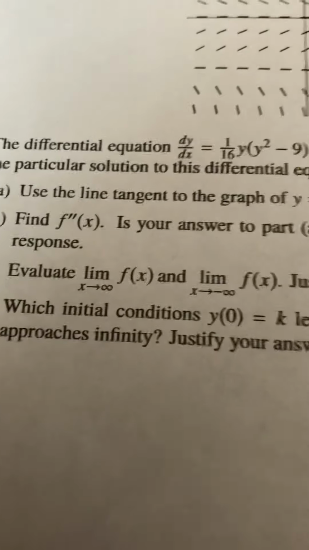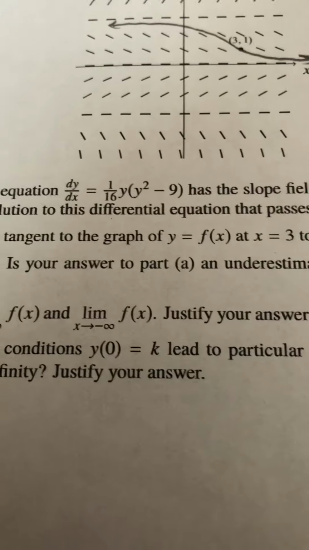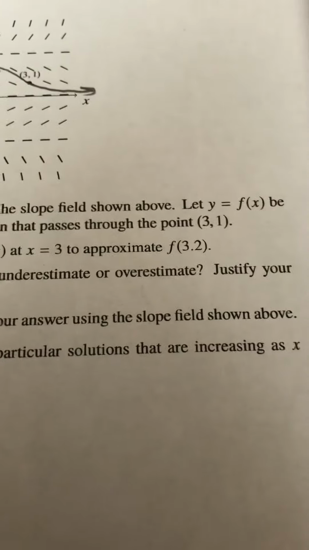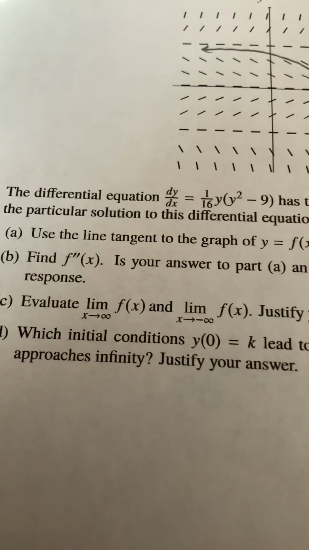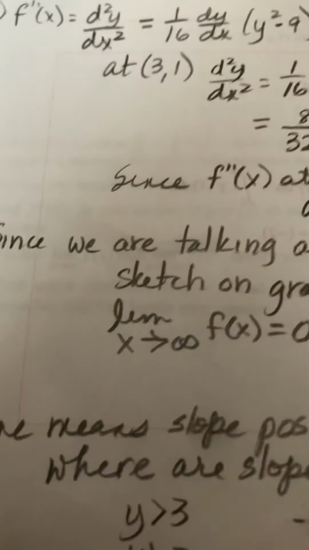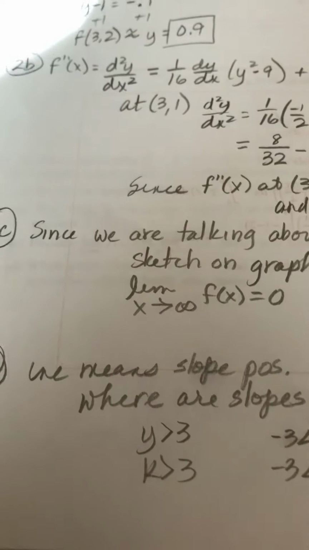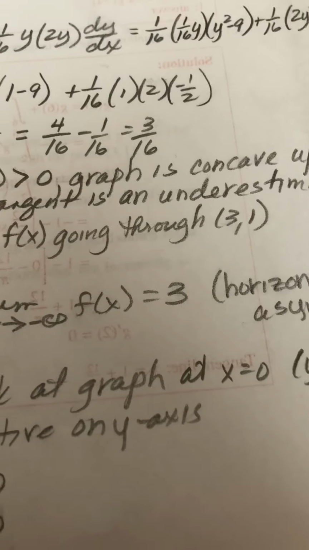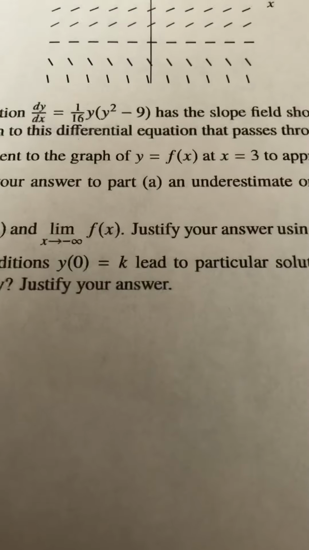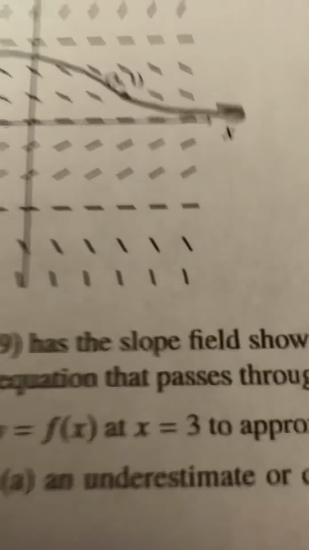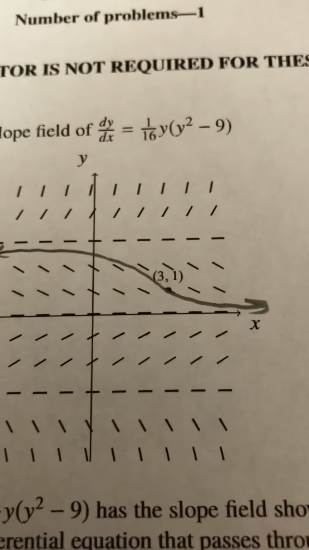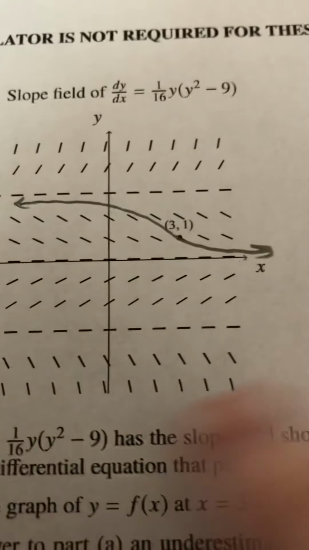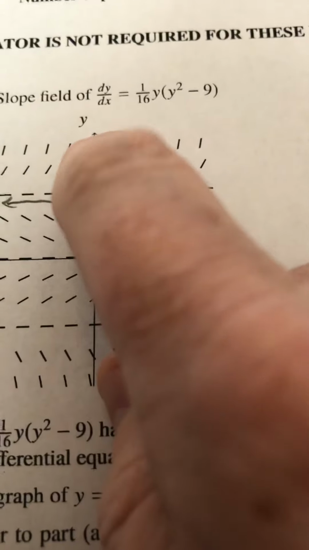And then part D: which initial conditions y of 0 equals k lead to particular solutions that are increasing as x approaches infinity, and justify your answer. Again, increasing means positive slope. And we're looking at the graph at x equals 0 because it says where y of 0 equals k. So we're looking at the y-axis. And where do we have positive slope field lines on the y-axis? In here and up here.